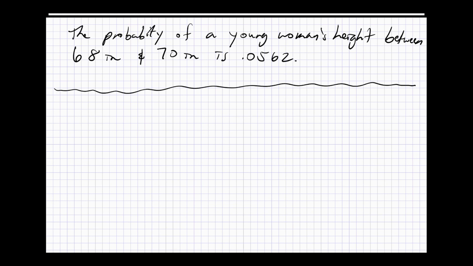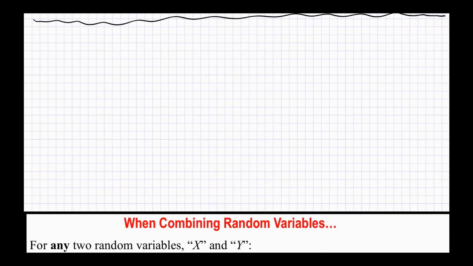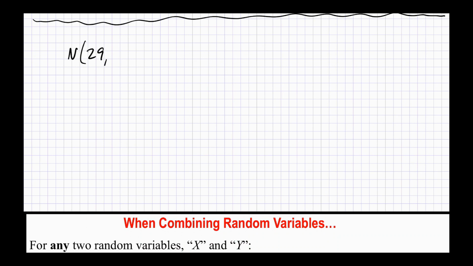Okay, so scores are normally distributed. You've got a mean of 29 and a standard deviation of 4. The N in front says it's normally distributed. I'm telling you that right now. Find the probability that x is greater than or equal to 35.